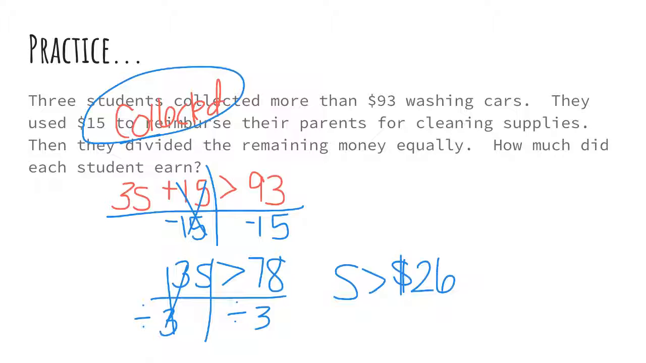So step 1, we paid the parents back. So we subtracted 15 from both sides, and that left just the 3 students having to share more than $78. So I divided the $78 evenly among the 3 students, and it came out to be that the students are going to have or earn more than $26 each.